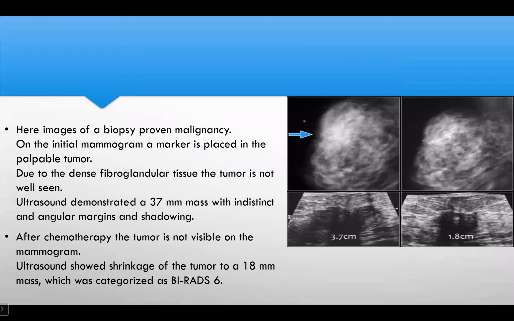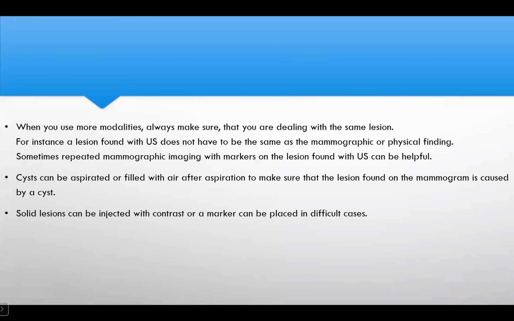Here is the image of a biopsy-proven malignancy on the initial mammogram. The mass cannot be seen because of dense fibroglandular tissue. On ultrasound, it demonstrates a 37 millimeter mass with indistinct and angular margin and shadowing. After chemotherapy, the tumor is not visible on mammogram, while the ultrasound shows shrinkage of the tumor to 18 millimeters, so we categorize it as BI-RADS 6.